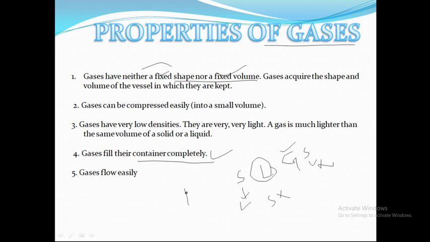Suppose you have this box and an amount of gas is present inside this box. So what will the gas do? The gas will occupy a volume equivalent to the volume of that container. Right. Now you take out this gas and transfer it into another larger beaker.